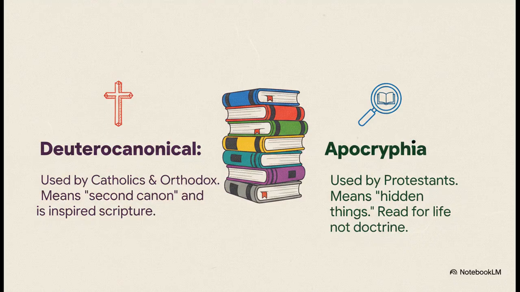And what's fascinating is that even the words people use for these books reveal these different viewpoints. Catholic and Orthodox traditions call them deuterocanonical, which means second canon. They're seen as inspired scripture. Protestants, on the other hand, call them the Apocrypha, which means hidden things. For them, these books are valuable for wisdom and insight, but not for building core beliefs. So the name isn't just a label, it signals a whole theological stance.